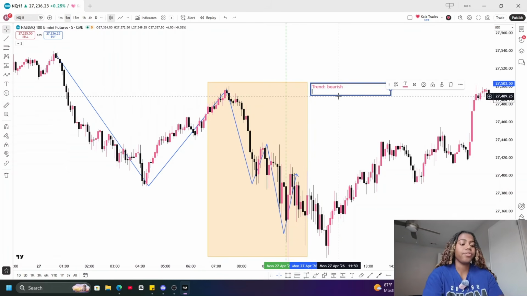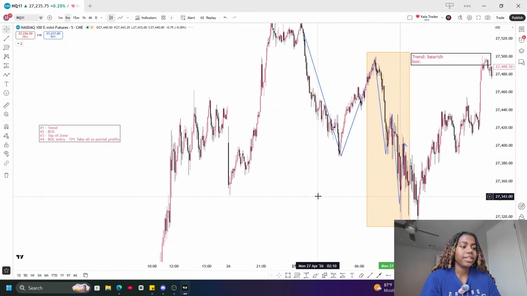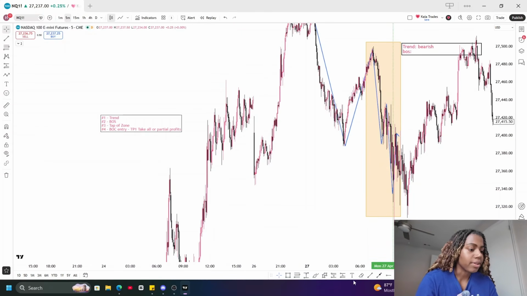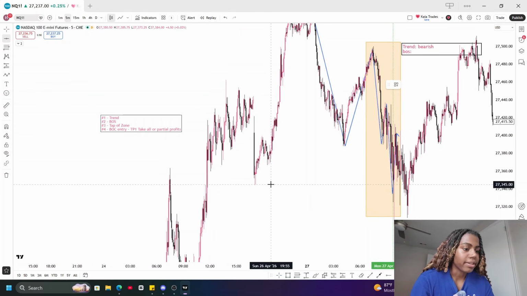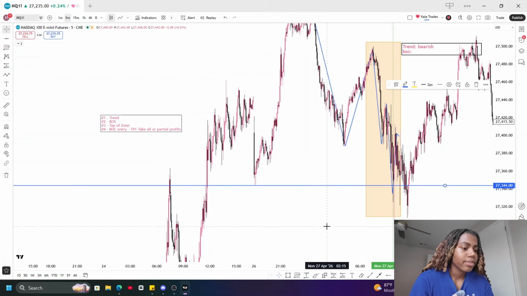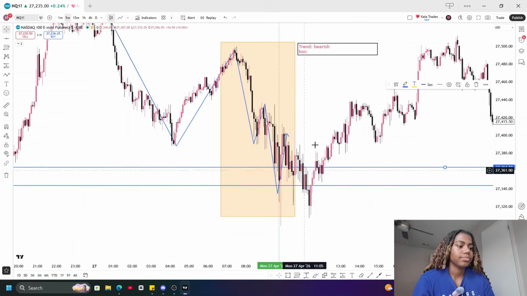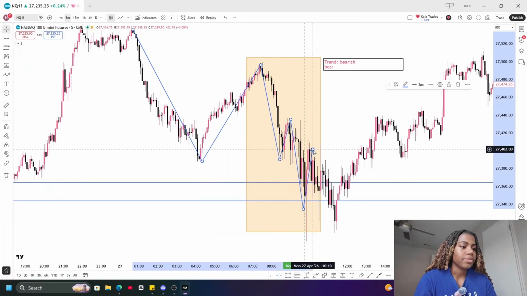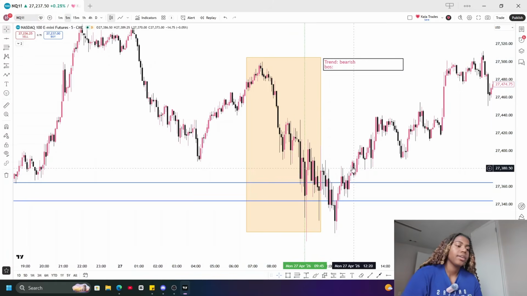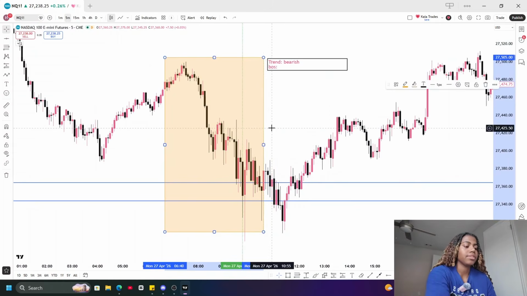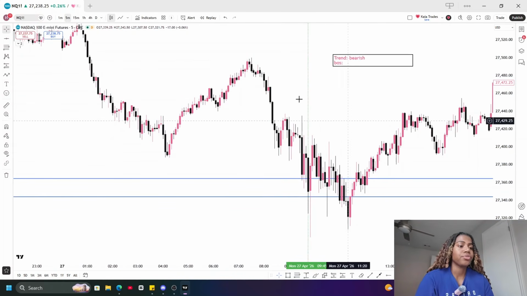What's next? We're looking for a break of structure. Okay, we don't have any support levels. Okay, we do have a support level. Let's go ahead and mark that out. We have this level, and we also have this level. Okay, so we're going to go ahead and delete that. We'll delete this as well. We're waiting for our break of structure.